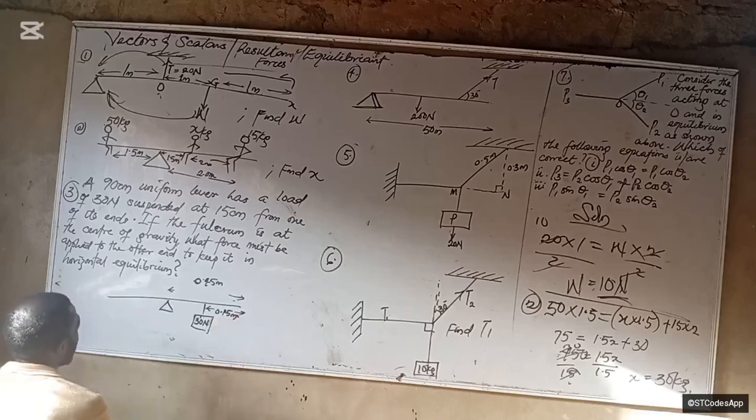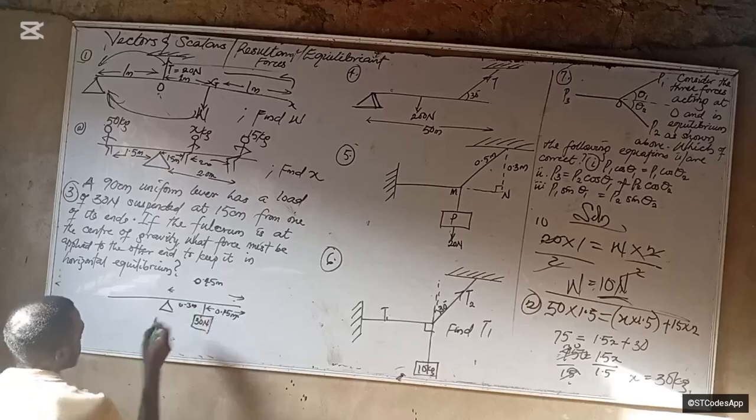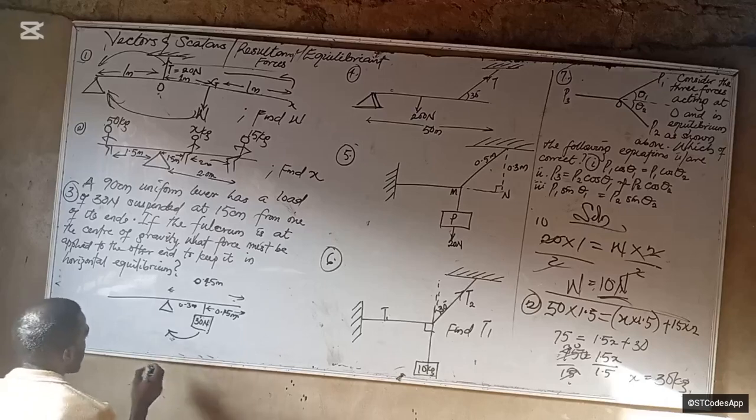What force must be applied to the other end to keep it in horizontal equilibrium? So in this case, from here to here that was 0.3 meters. Does that make sense? Is that clear? So this will be a clockwise moment, right? Anti-clockwise moment now.